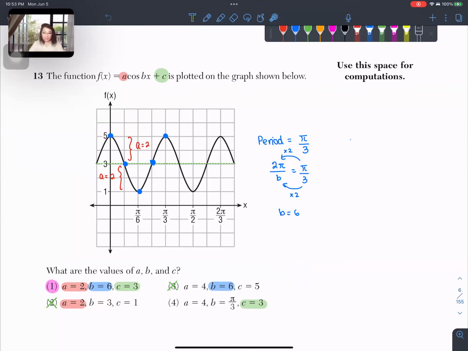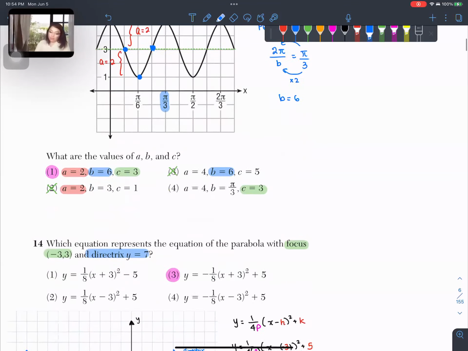13, honestly, I just did the midline. That was the easiest. That was 3. So now I know it's choice 1 or choice 4. Then I knew the amplitude was 2, and then it was choice 1. And then B is just, using it to prove, the period is pi over 3 because it stops right here. And then you say, okay, well, 2 pi over B is equal to pi over 3. You could do cross product, or you could see the relationship is just times 2. So 3 times 2 is 6.